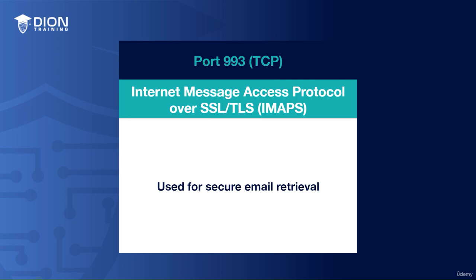Next, we have port 993. Port 993 is used for IMAPs, or the Internet Message Access Protocol over SSL or TLS, and essentially this is the secure version of IMAP. This is going to be used to do the secure email retrieval over port 993 using a TCP connection. Next, we have port 995. Port 995 is used for POP3S. This is the Post Office Protocol version 3 over SSL or TLS. This allows us to have secure email retrieval using a POP3 protocol over port 995 using a TCP connection.